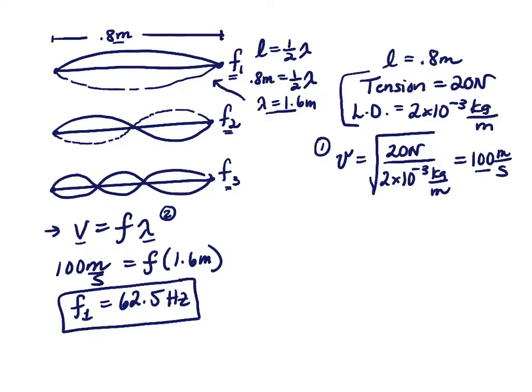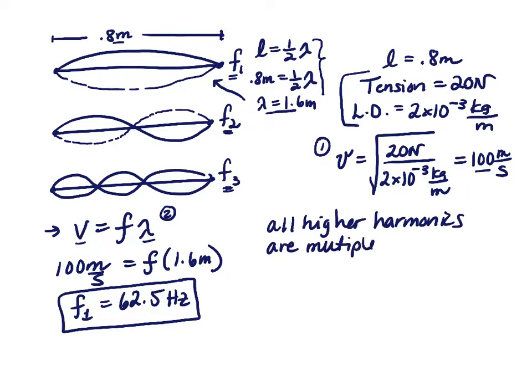Now, I could go back and I could figure out F2 over here and F3 over here by going through this entire process again, figuring out the new wavelength and coming back to my wave equation. But if you remember, I don't have to do that. I can use the shortcut, which is that I know all higher harmonic frequencies are multiples of the fundamental. I'm going to say that again because it's really important. All higher harmonics are multiples of the fundamental frequency.